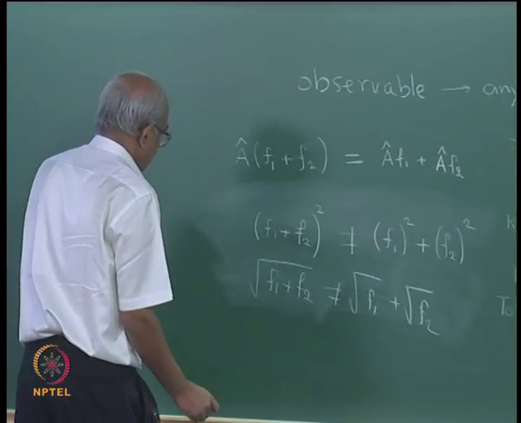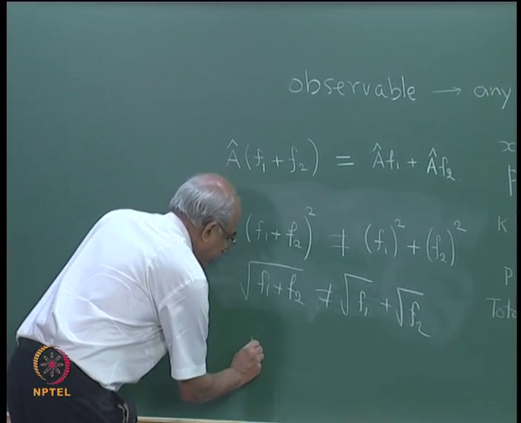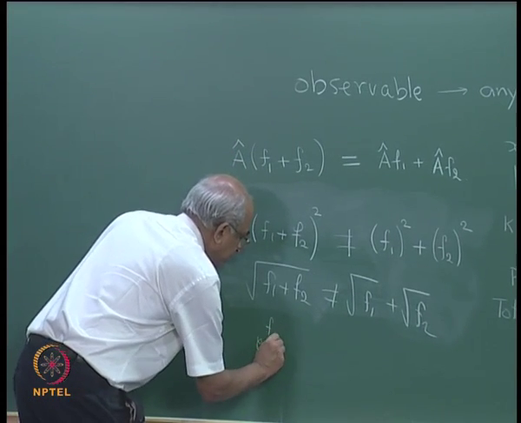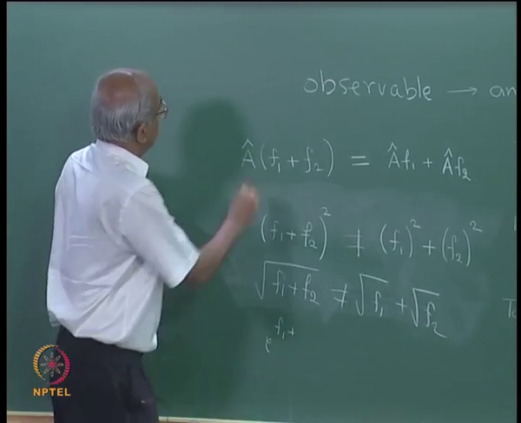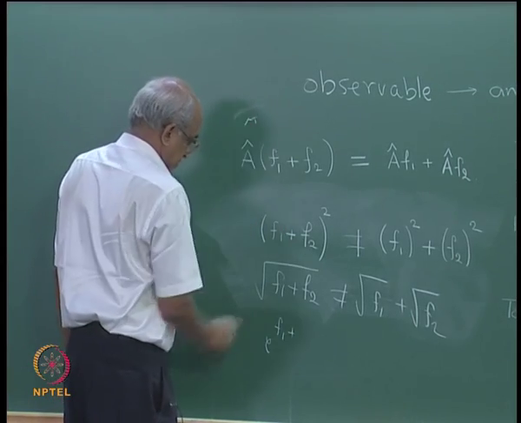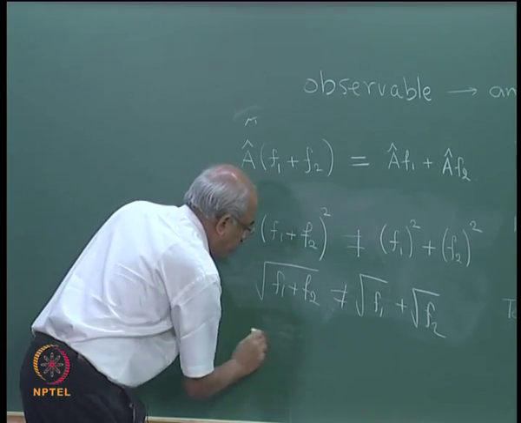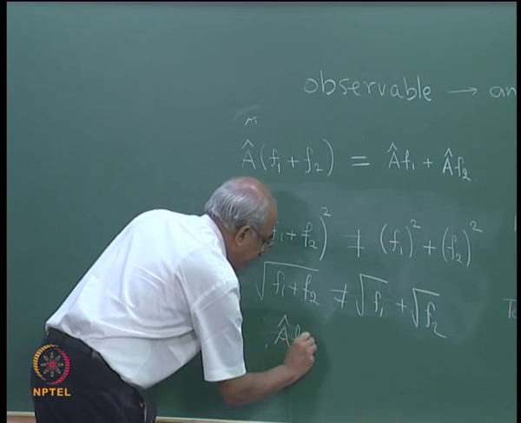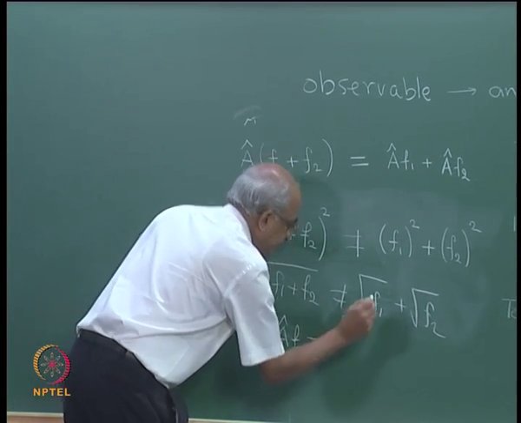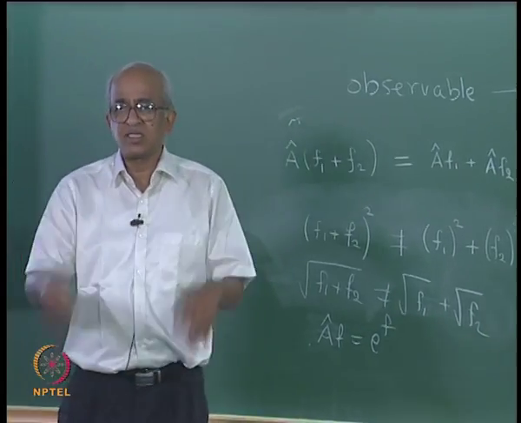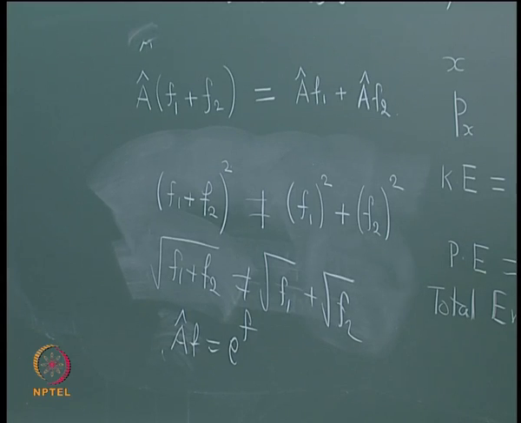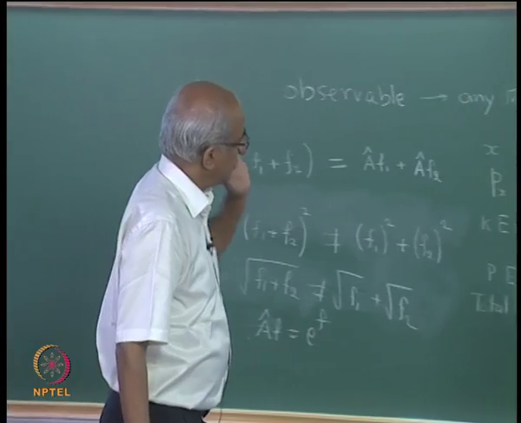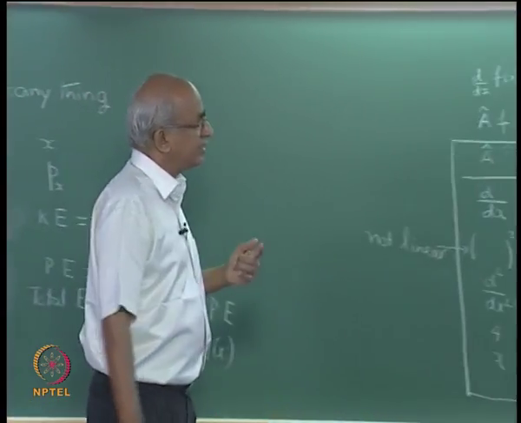Or if you like, you can think of another operation, which is taking the exponential. For example, let me define a new operator, A operating upon f. I say it is equal to e to the power of f. If you give me any function, I will just take the exponential of that function. It is very easy to convince yourself that this is not a linear operator, it is a non-linear operator. Okay. So, this is enough as far as linearity is concerned.